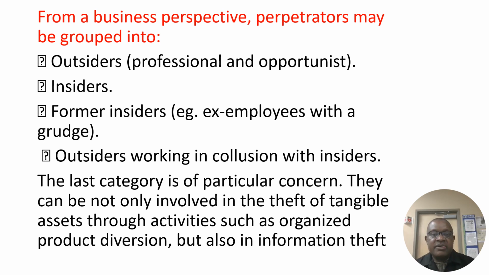From a business perspective, people who may commit crimes include outsiders, who are professional or opportunist. Insiders are people working for the organizations, working from within, and that is a major threat to business crimes. When we talk about the business perspective, insiders are the major perpetrators. And then former insiders, for example ex-employees with a grudge. And then outsiders working in collusion with insiders.